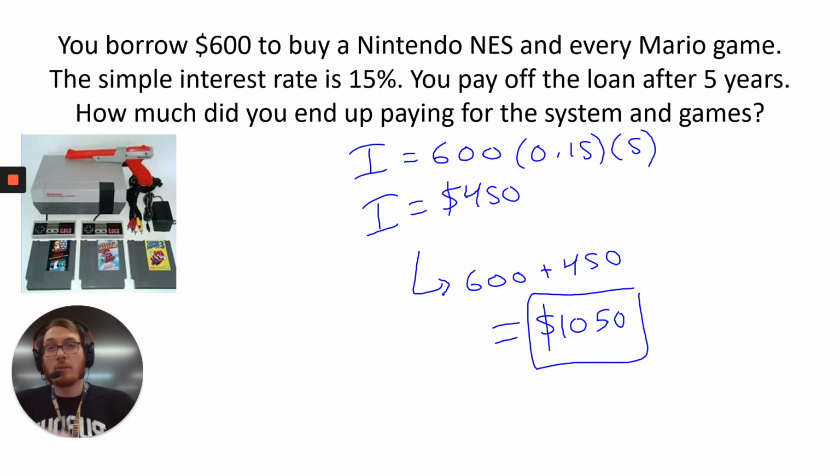But that's not how much you end up paying for everything. It's the $450 plus the original $600 that you had. So you're going to end up paying $1,050 in order to buy a $600 system. This is why typically, and we're not trying to get into an argument of whether it's better to use a card or borrowing and all those things, but typically, if you can pay for things up front, it's probably going to save you money in the long run.